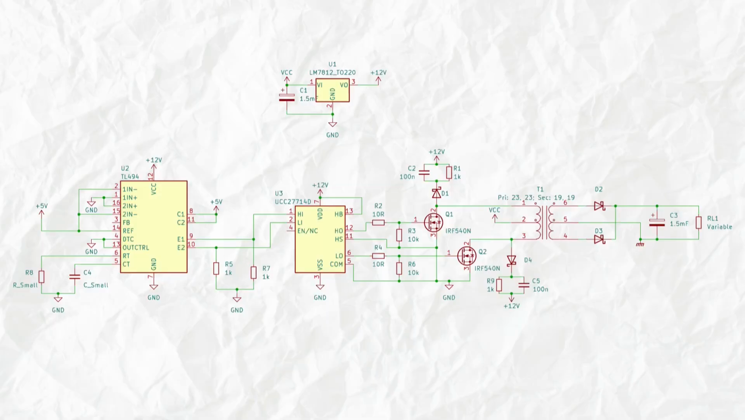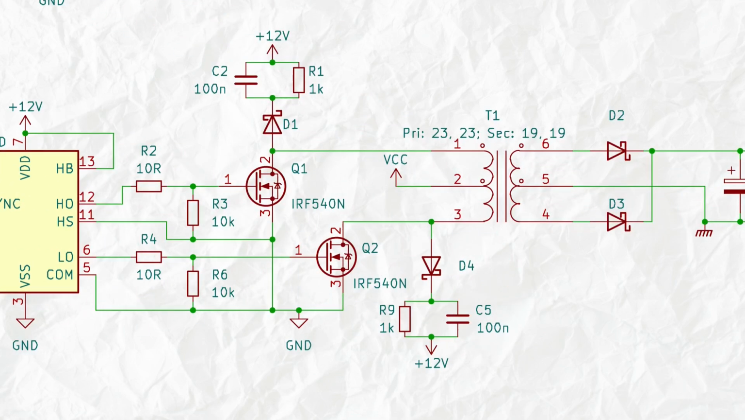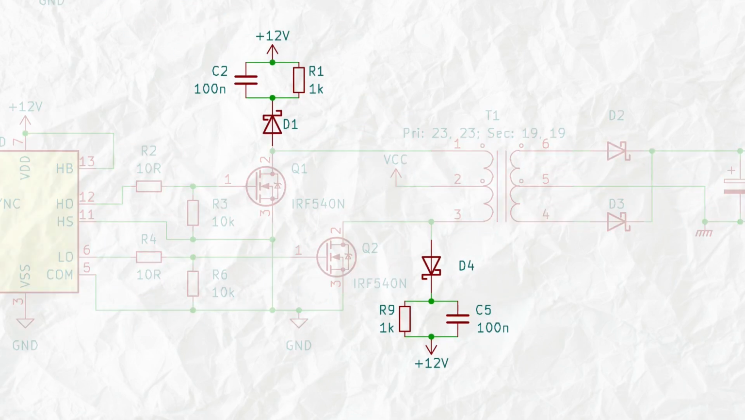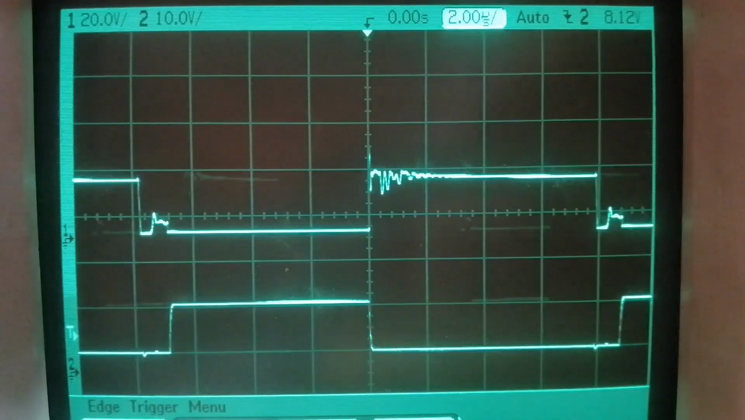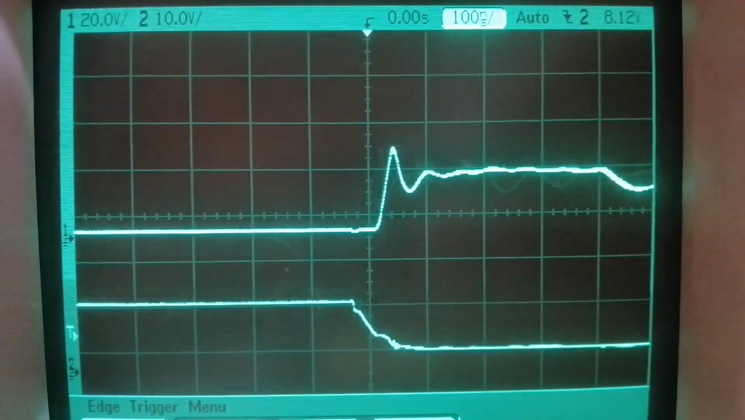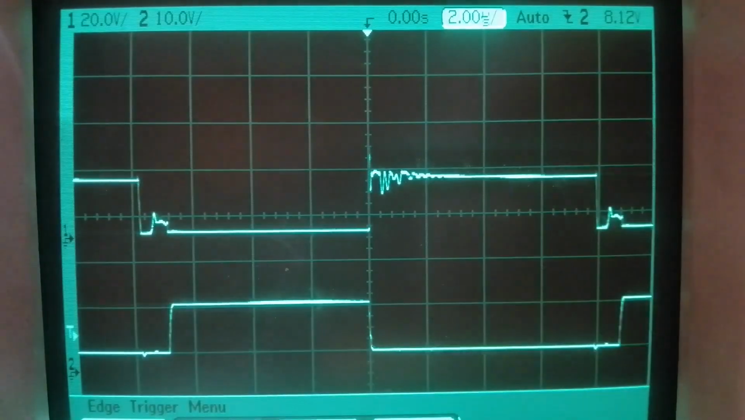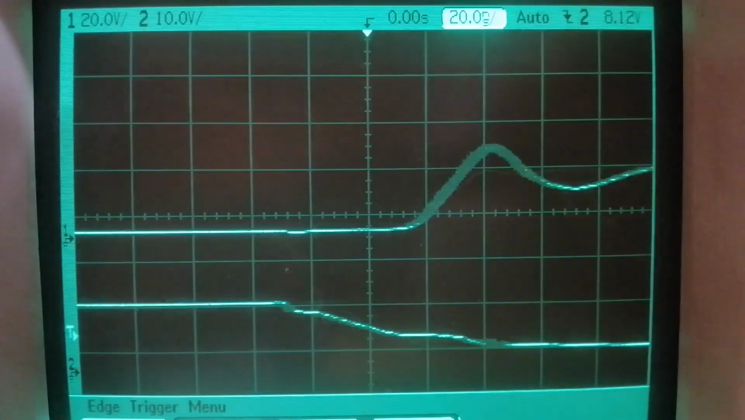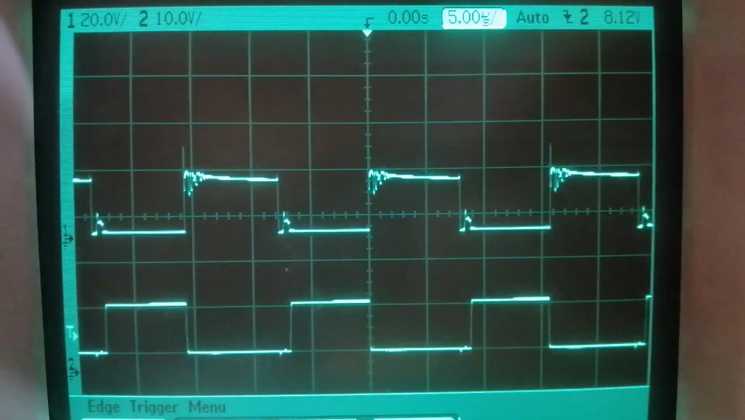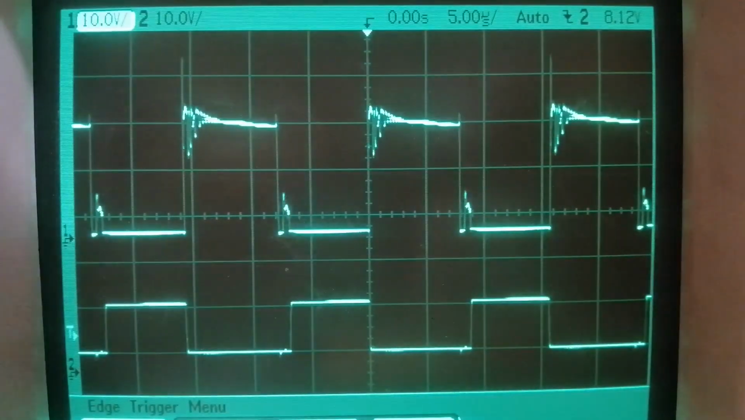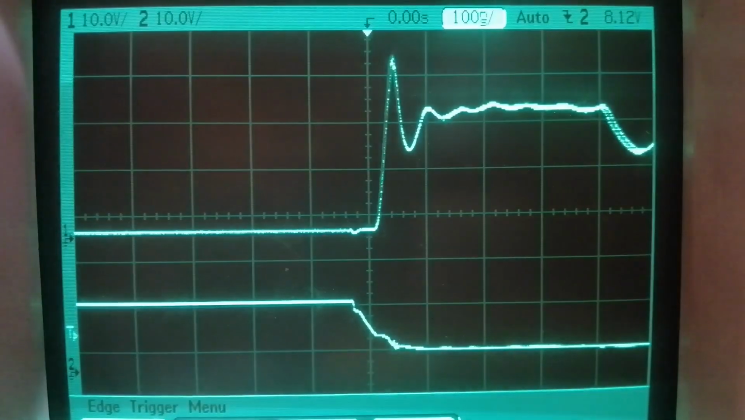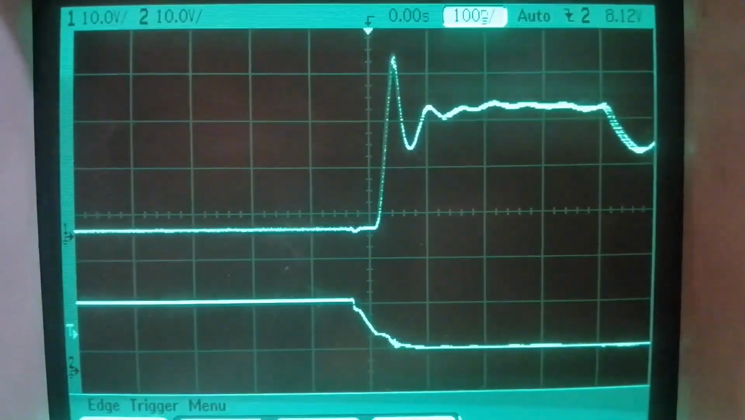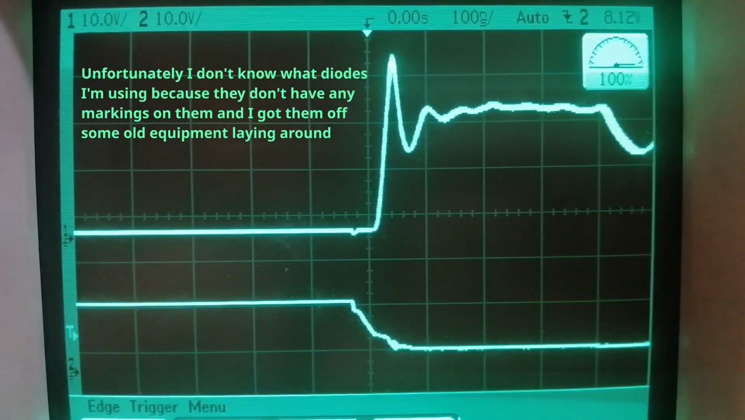So the result is that I added these two snubber circuits, and these seem to work very well. In fact, you can see that the voltage spike is almost none now. Since I don't know the value of the parasitic inductance in the transformer, I can't really calculate what the ideal values of the snubber circuit are. So I settled on 100 nanofarad and 1 kilo ohm resistor values. I noticed that probably the most important thing is actually the diode. In fact, I had to try a lot of different kinds to find one that was actually working right.